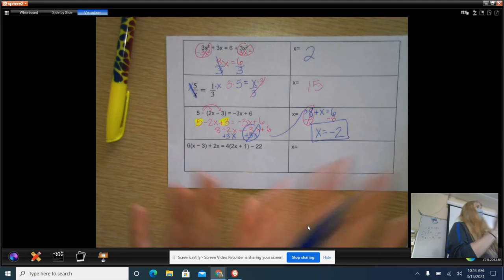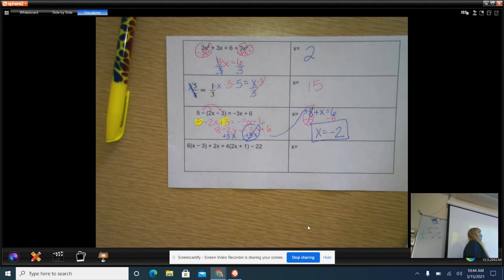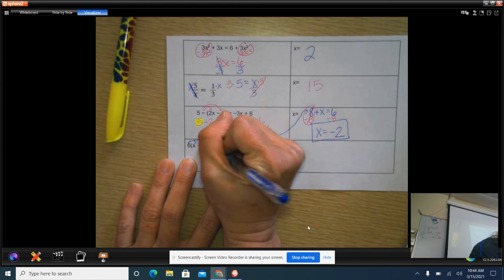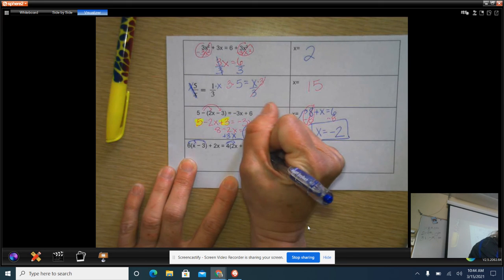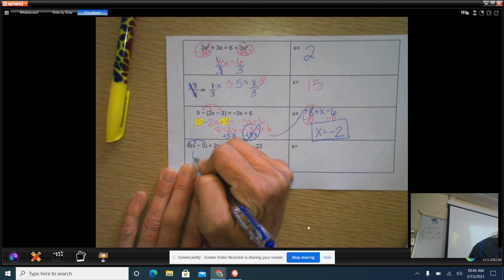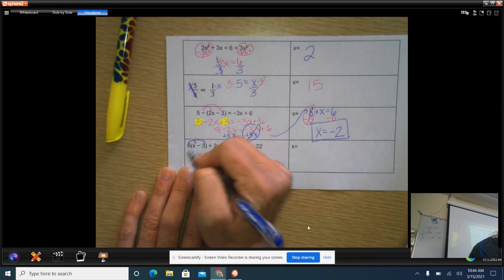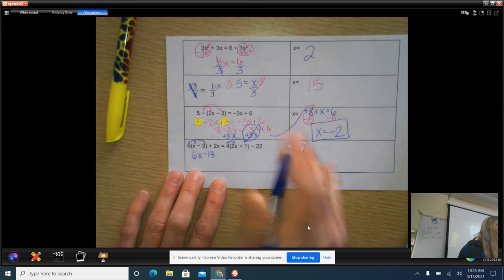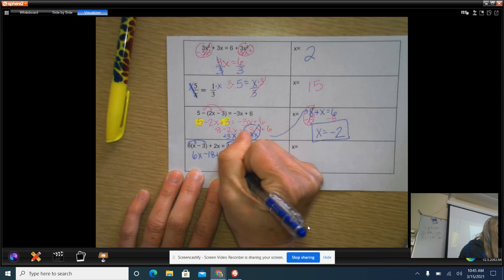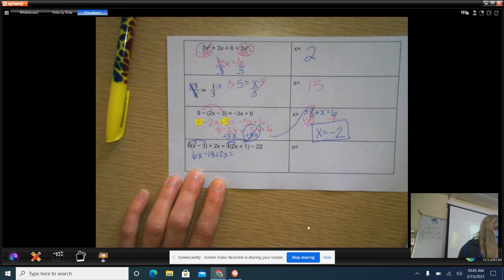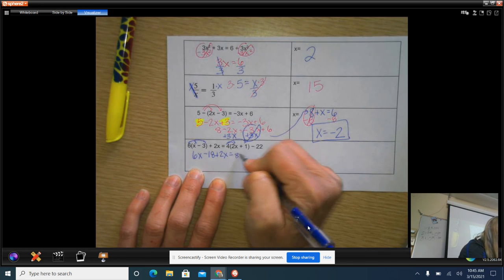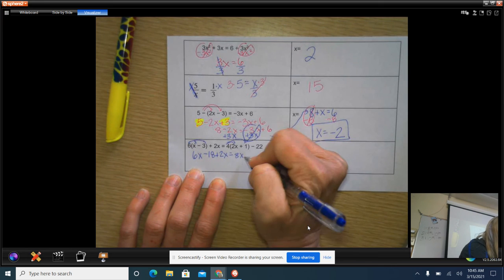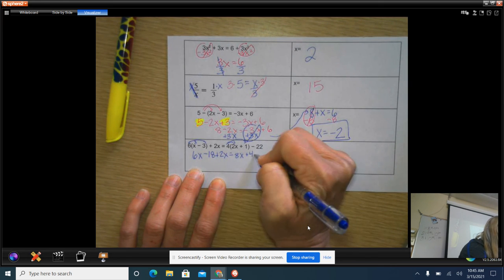Okay, our last one here has a number outside the set parentheses on both the left and the right. So we're going to go ahead and distribute on both of those. So we have 6x, 6 times x. 6 times negative 3 is negative 18. And then we drop down our plus 2x. On the other side, we have 4 times 2x, which is 8x. And 4 times positive 1, which is positive 4, minus 22.